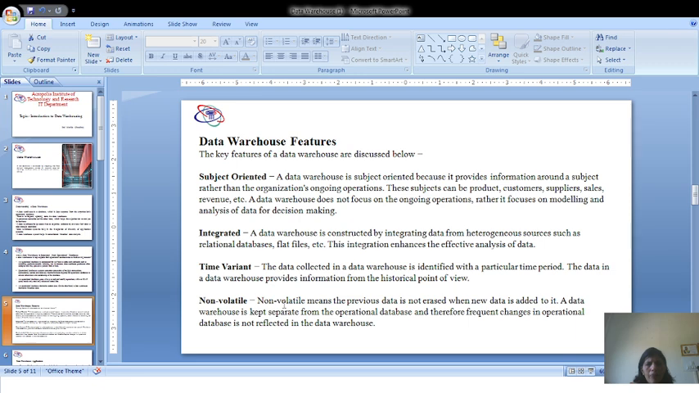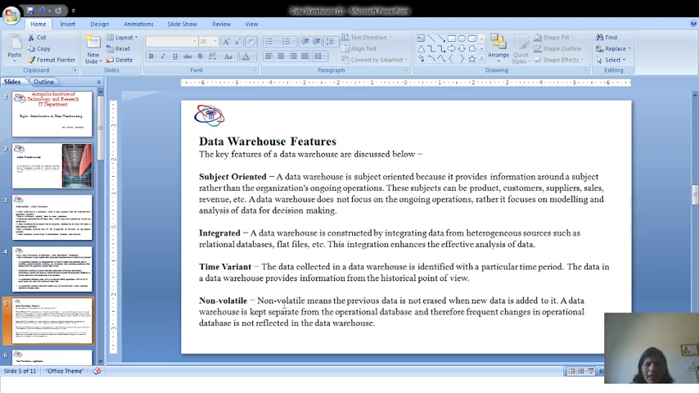Integrated. The data warehouse is constructed by integrating data from all the heterogeneous sources such as relational database, flat file, Excel sheet, etc. This integration enhances the effective analysis of the data. Time variant. According to the time we can maintain our data, update our data. It may be days, hours or months or a year. The data collected in data warehouse is identified with a particular time period. The data in data warehouse provides information from the historical point of view.